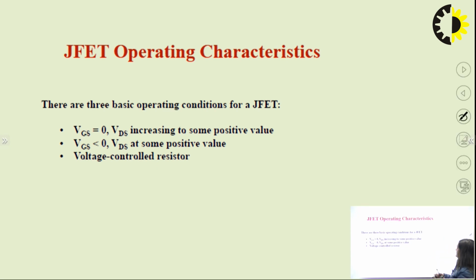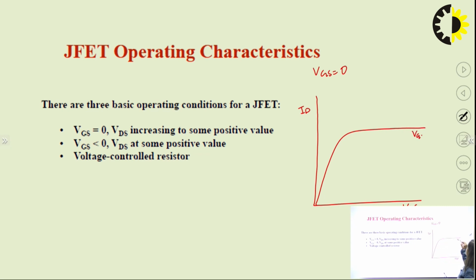So we have seen that at VGS equal to 0, we have this curve, where this is the VDS and this is the ID. This is the graph that we have obtained. At VGS equal to 0, this region was the ohmic region, this region was the saturation region, and this region is the breakdown region. So this is the analysis when we keep the VGS value at 0, increase the VDS, and observe the value of ID.